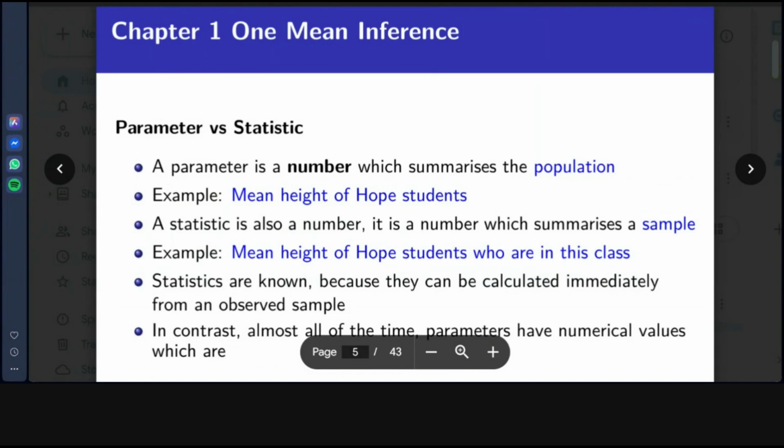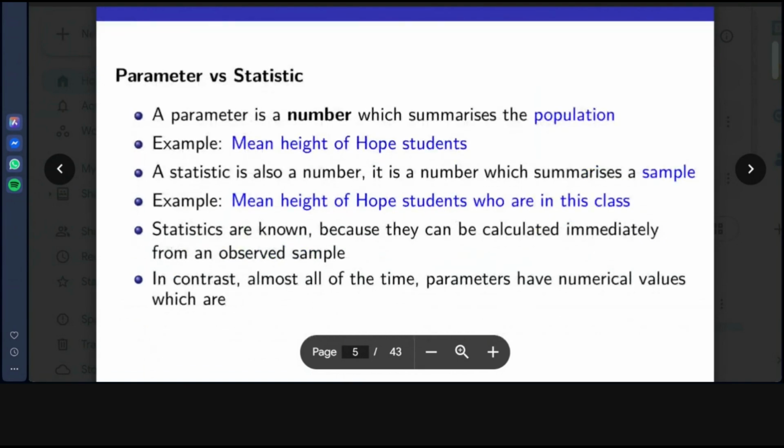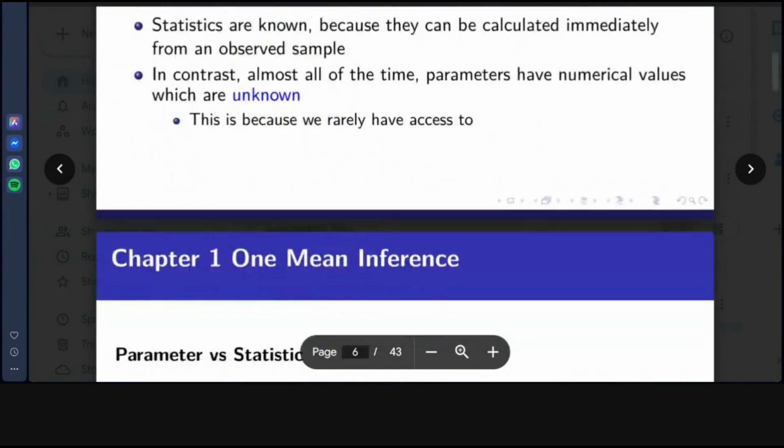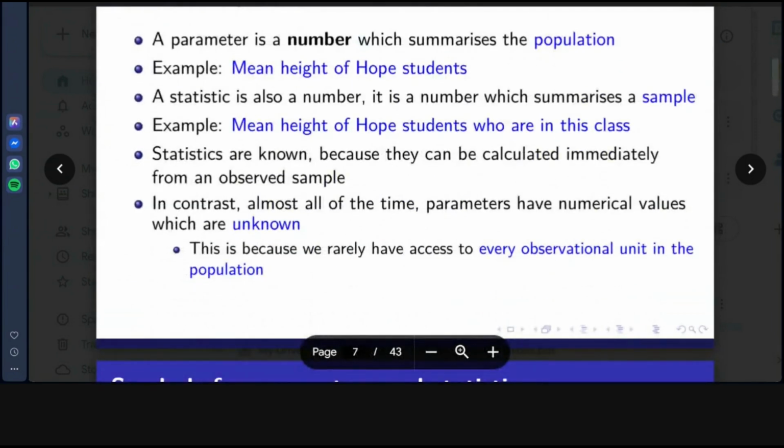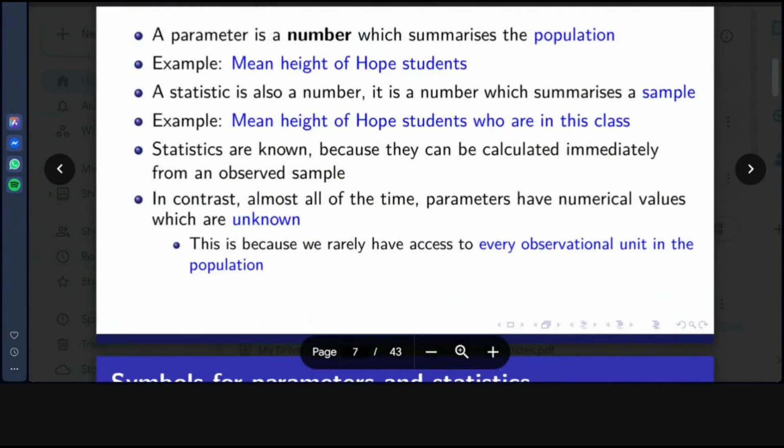Statistics are known because they can be calculated from an observed sample, but in contrast, almost all of the time, parameters have numerical values which are unknown. This is because we rarely have access to every single person in the population. If you did, then the parameter would be known.